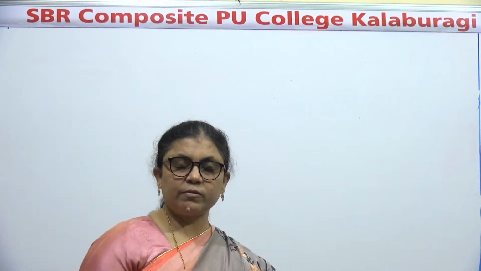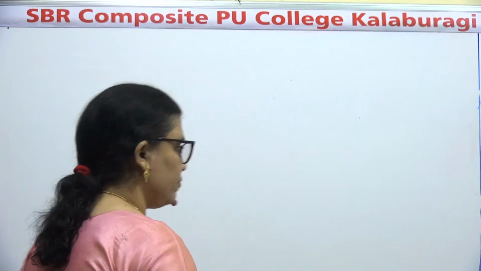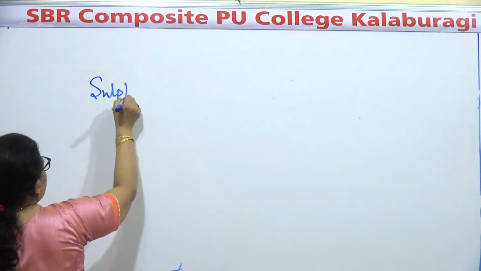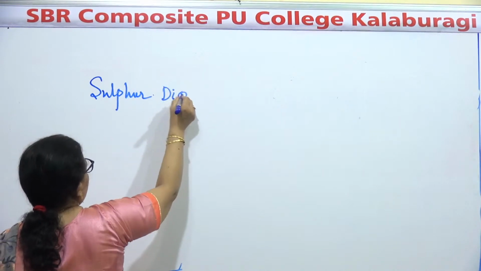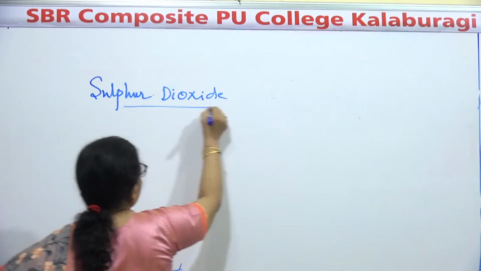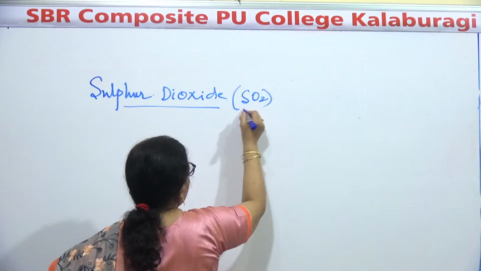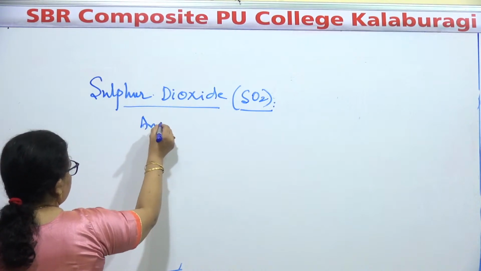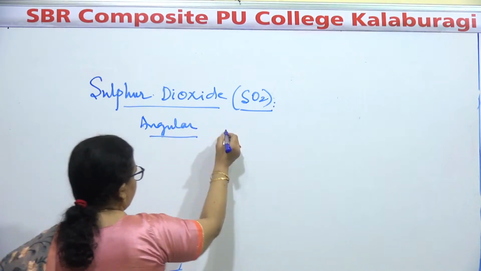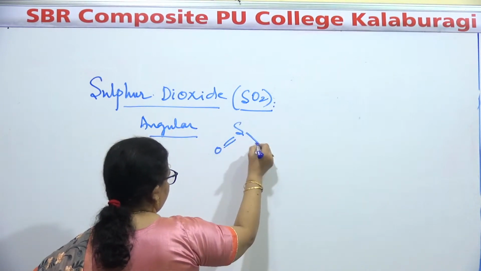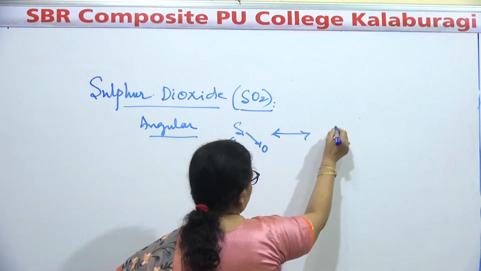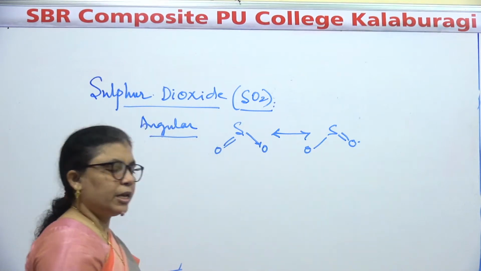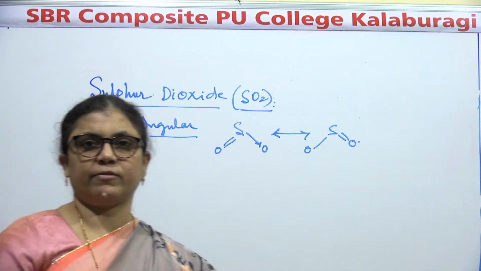Based upon all these, as we started in the last class, sulfur, let us move to sulfur dioxide, SO2. It is an angular molecule, whose resonating structure can be represented as shown, or we can even write it as S double bond O. Resonating structure means what? It is where delocalization of pi electrons takes place.